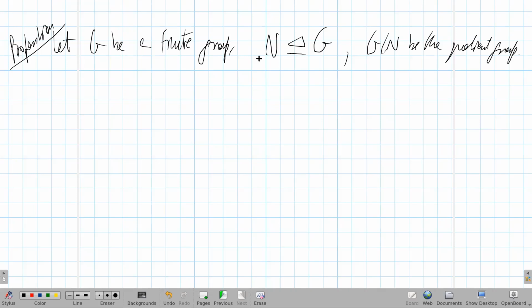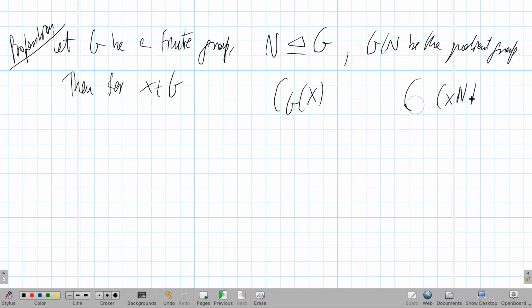But there is this fact: for x in G, if you consider the centralizer of x in the group G, and the centralizer of what? Of its image, this is an element of G over N, then the first is greater than or equal to the second. So essentially, going to the quotient group is the same as going through a surjective homomorphism. And the point is that the centralizer cannot increase when you go from a group to the quotient.